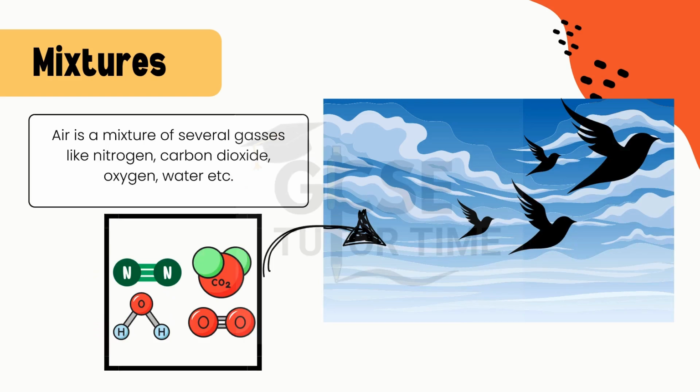Air is a mixture of several gases like nitrogen, carbon dioxide, oxygen, water, etc. This is air, okay? Any teeny tiny part of it will have nitrogen gas in it, carbon dioxide in it, oxygen in it, water molecules in it, and many other gases as well.